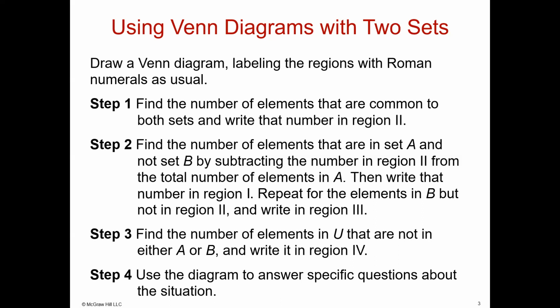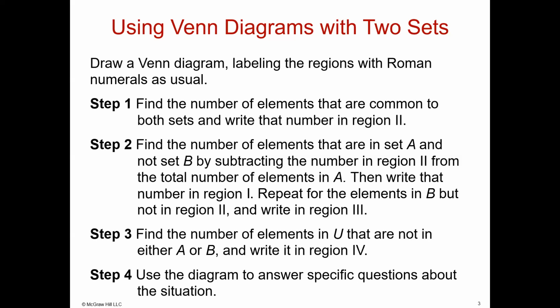In order to do this, we normally determine what elements are in set A and not in set B by subtracting the number in region 2 from the total number of elements in A. Then write that number in region 1. Repeat for the elements in B but not in A, and write that in region 3. You'll see how this all comes into play with examples. Examples are the greatest way to learn math.